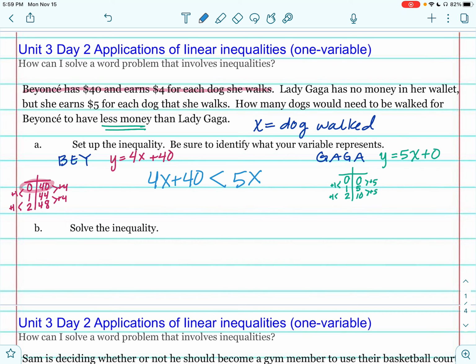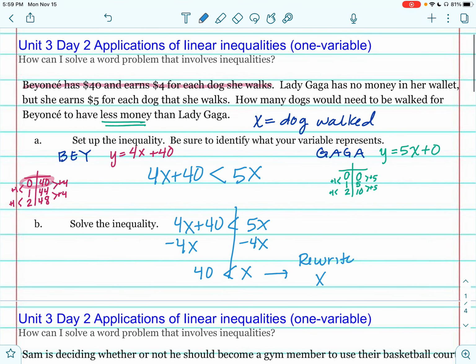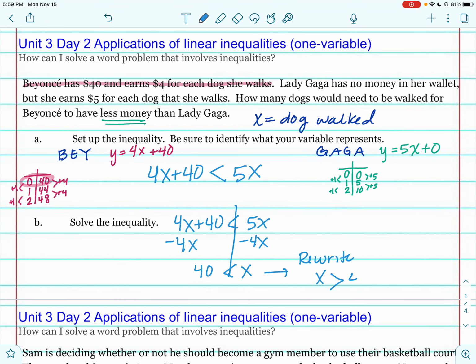All right, solve the inequality. Just like we talked about yesterday, we treat this like an equal symbol. Okay, I'm going to subtract 4x from both sides, and I have 40 less than x. Okay, but remember, this doesn't make sense, so we're going to rewrite it. And we're going to keep the open mouth of our alligator towards the x and the pointy end towards the 40. So it'd be x greater than 40. So Lady Gaga has more money, or Beyonce has less money, at 40 dogs walked.